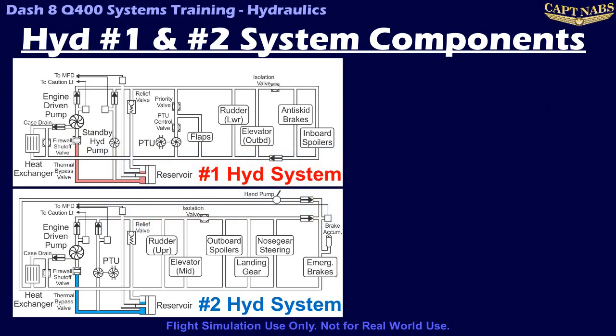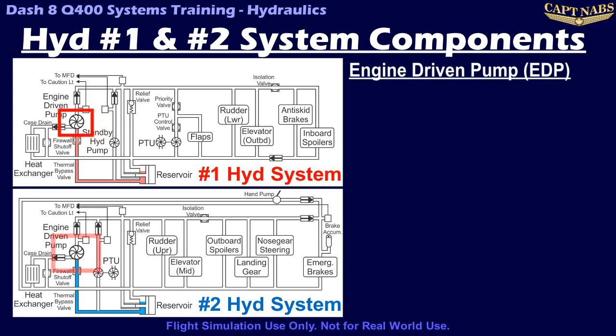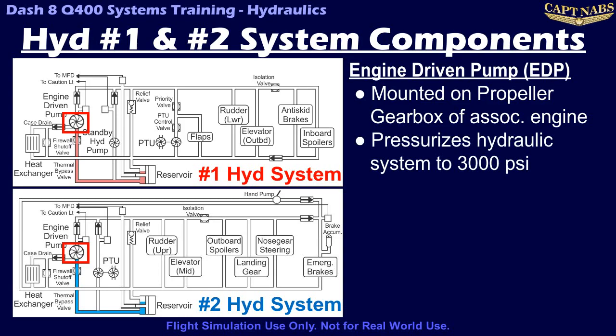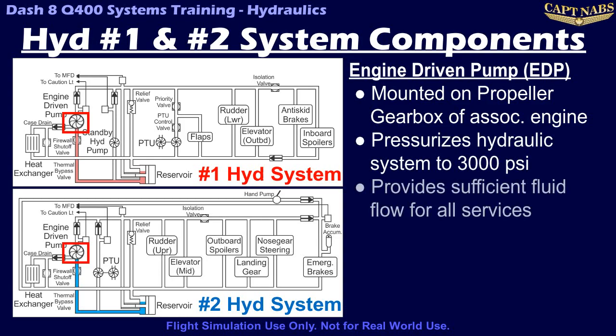The primary source of hydraulic pressure for the number 1 and number 2 hydraulic systems in the Dash-8 is the engine-driven pump, or EDP, mounted on the respective engine's propeller gearbox. The EDPs provide sufficient hydraulic pressure and flow rate for all hydraulic services on the respective system, and are regulated to maintain an ideal pressure of 3,000 psi in each hydraulic system at all times that the engine is running.